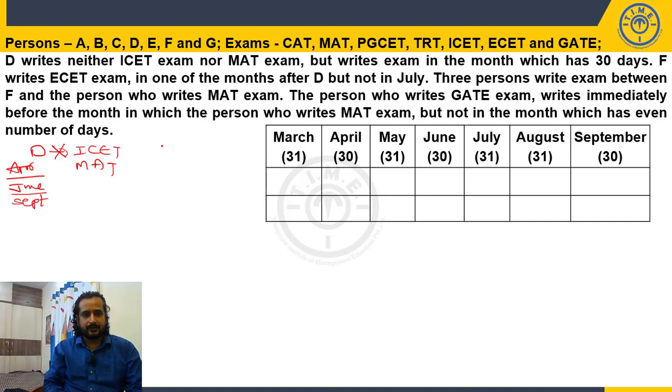F writes ESET exam. Okay, one of the definite pieces of information. It is 1 point. So with the help of this, you cannot place anything. If you want to place D, you need to place in 3 places: April, June, September. So many possibilities.